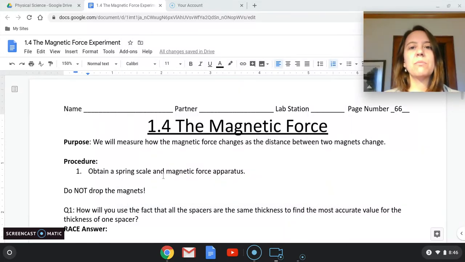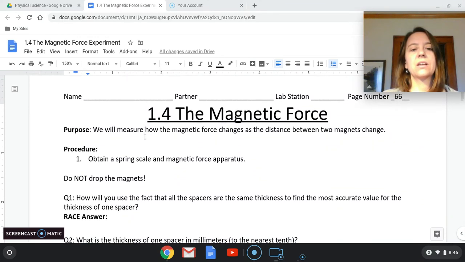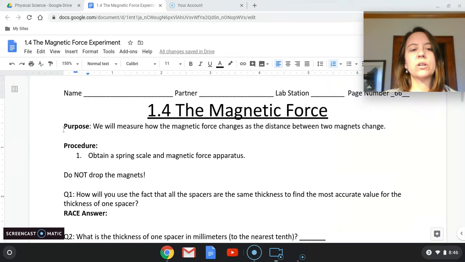Please take a moment and go to Classroom and open up the 1.4, the Magnetic Force Experiment Google document. And then it should look like this. So 1.4, the magnetic force, the purpose: we will measure how the magnetic force changes as the distance between two magnets changes. Then let's get started with our procedure.